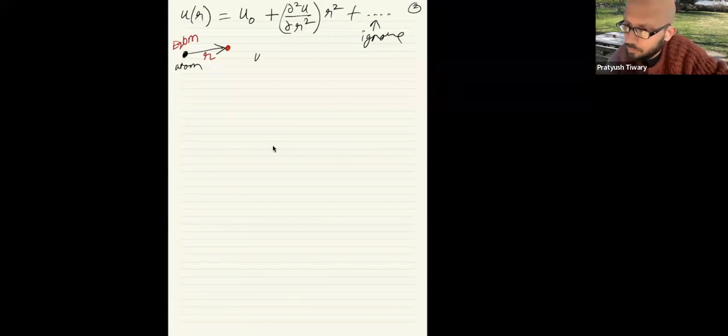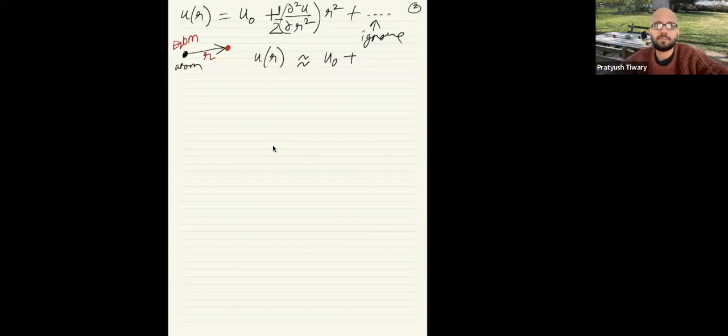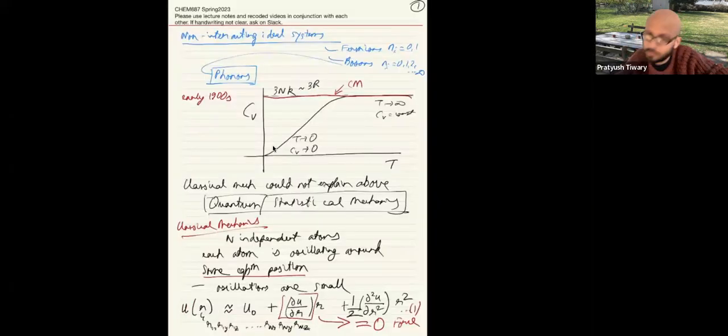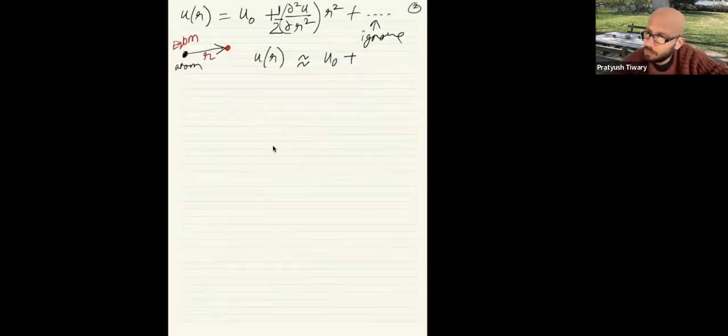Okay, in other words, U of R is approximately U naught plus, I'm actually missing something here. What did I miss over here? Anyone remembers? It's a Taylor expansion, right? So I should have a 2 over here. So this will be, let's call it alpha, where alpha is double derivative of this thing close to equilibrium.